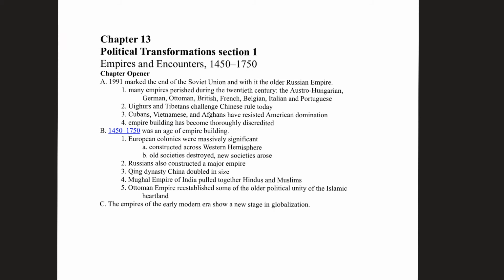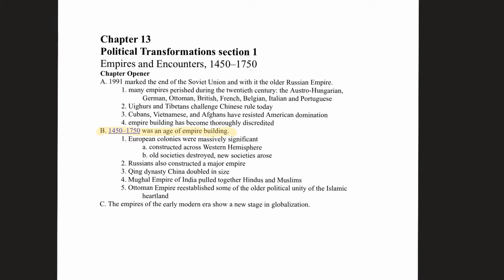So, with this chapter, we're going to start to get into some political transformation. Specifically, we're going to talk, or at least start to talk, about the building of empires. We'll deal with it in this chapter quite a bit, and then we'll build upon it again next chapter as well. And the time period that we're looking at here is 1450 to 1750.